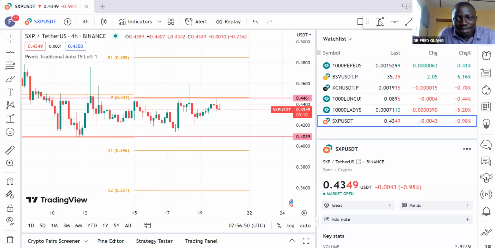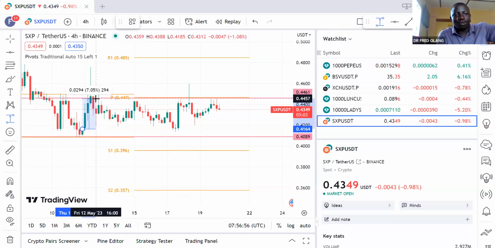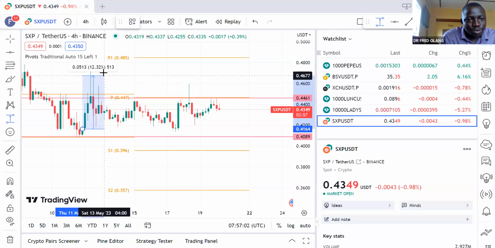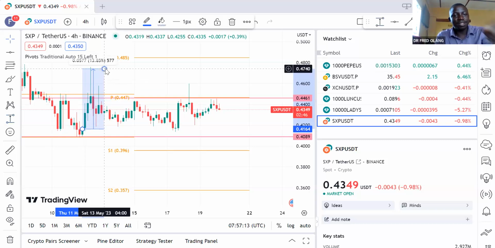So I could just make an entry on that very candle, targeting the next support. So you realize you would have made 7%. But of course, it tried to go beyond to make around 13%, but we failed and it got rejected and came back below this line. That's why we still got back.